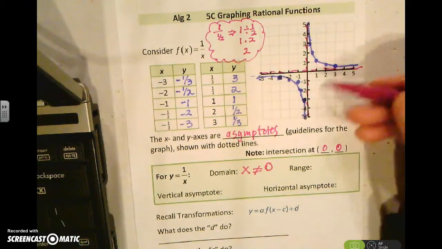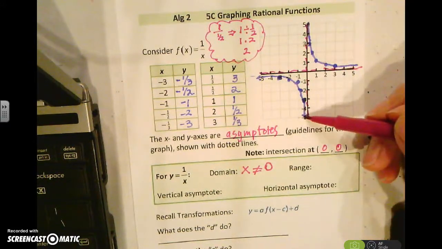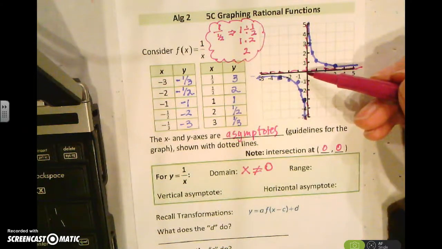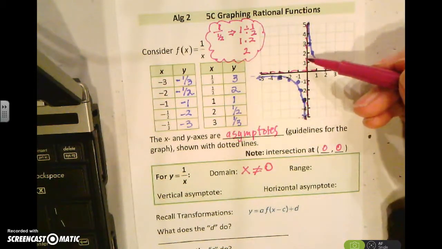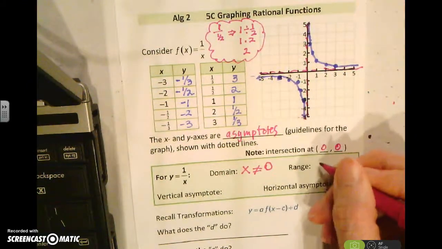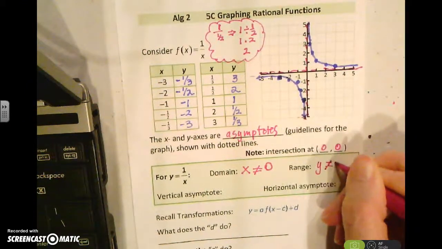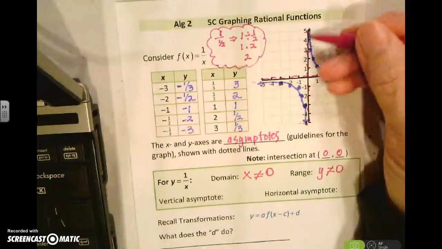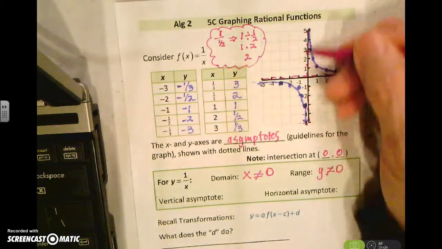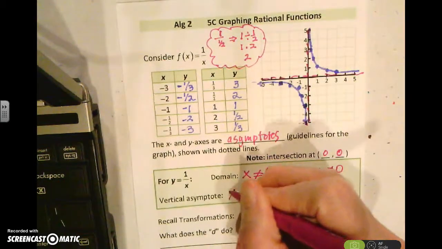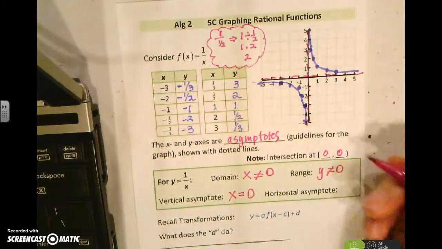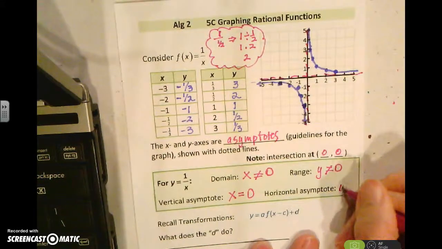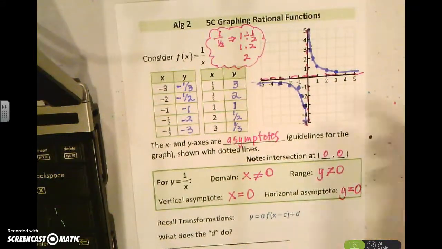The range, so the y values, the same thing. When we go from the bottom, we have y values all the way up to -1/1,000,000th, and then it picks back up right there and then goes up all the way. So for the range, it's everything except 0; there will never be a y of 0. There is a vertical asymptote, so if we describe that line right there, it's a vertical line, so it's going to be x is equal to 0. And the horizontal asymptote, which is a horizontal line, is going to be y is equal to 0.